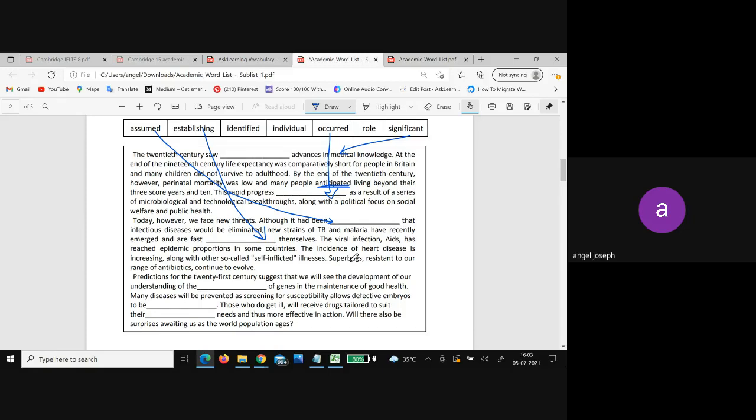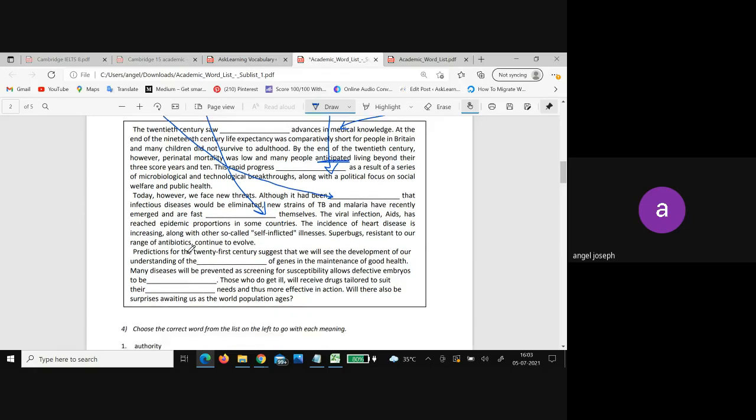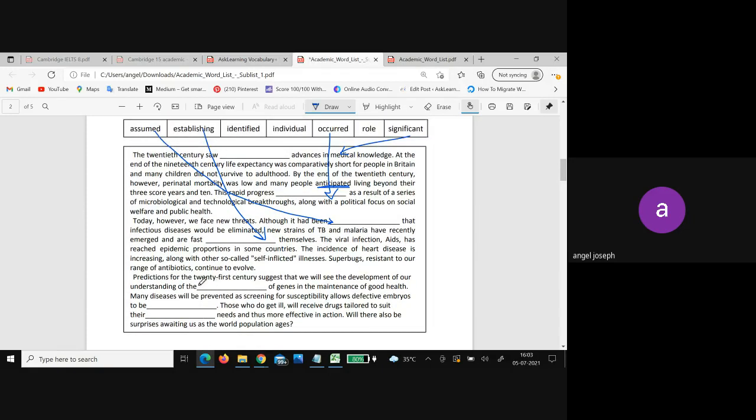All right, so going forward, last one, third last one, predictions for the 21st century suggest that we will see the development of our understanding of the dash of genes. Of the dash of genes, what do you want to put here? Role. Very good. I heard some new voices this time. Good job. Role, correct answer. Role of genes in the maintenance of good health.